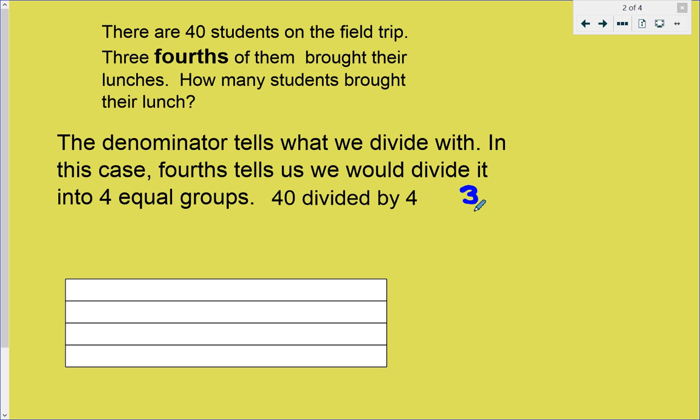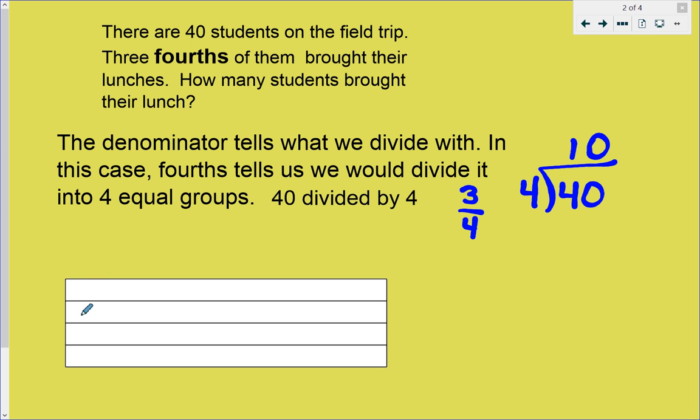So here we go, 3/4. Okay, the 4 is the denominator. That's the number I'm going to divide it into. I'm going to have 4 groups. So I'm going to take that 40 and I'm going to divide it by 4. So 40 divided by 4. And it can be mental math because blank times 4 is 40. It would be 10. Now, each group has 10.